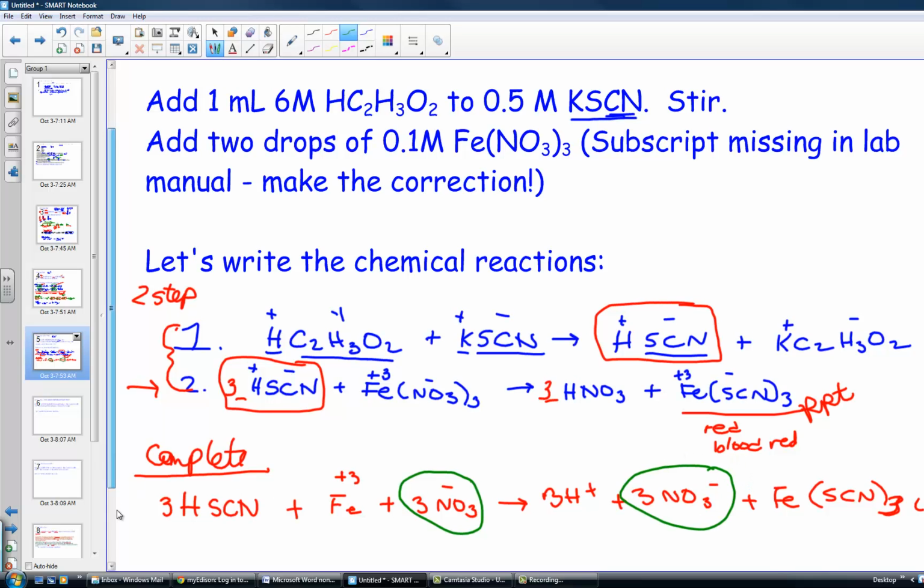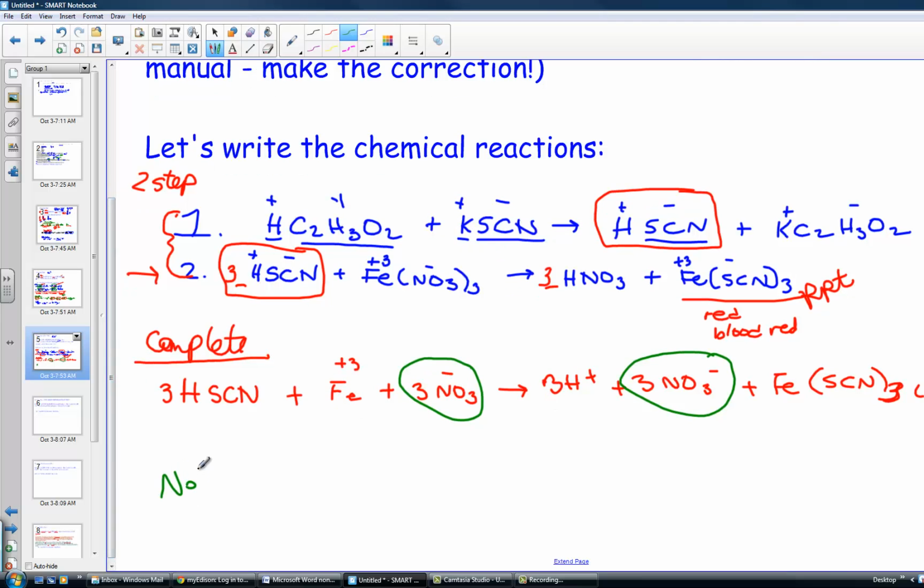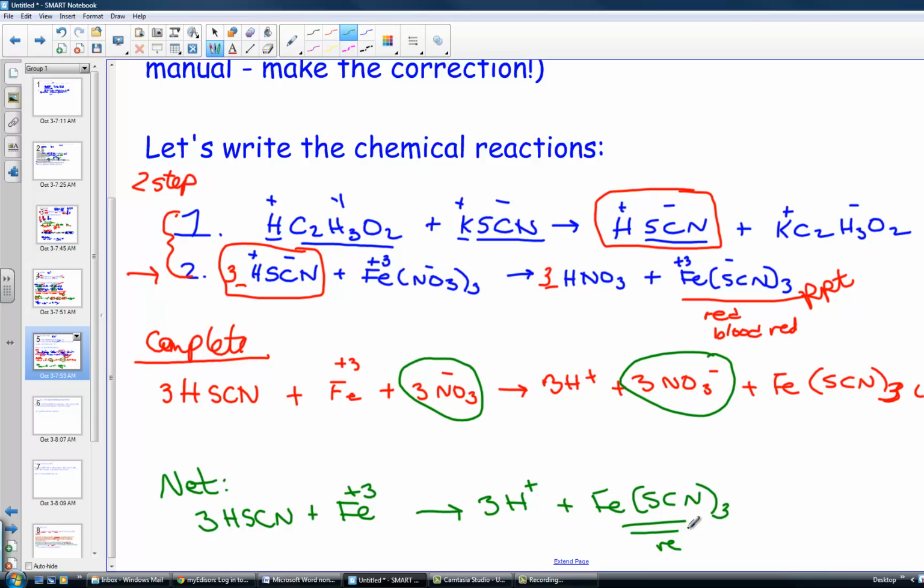And what's left for our net ionic equation? We have 3 units of the weak acid, hydrogen thiocyanate, HSCN. We have an ion of iron with a +3 charge. We have an ion of H+, 3 of them. And we have the solid precipitate, Fe parentheses SCN, taken 3 times. Here is the blood red color that will be a positive test for the presence of thiocyanate.